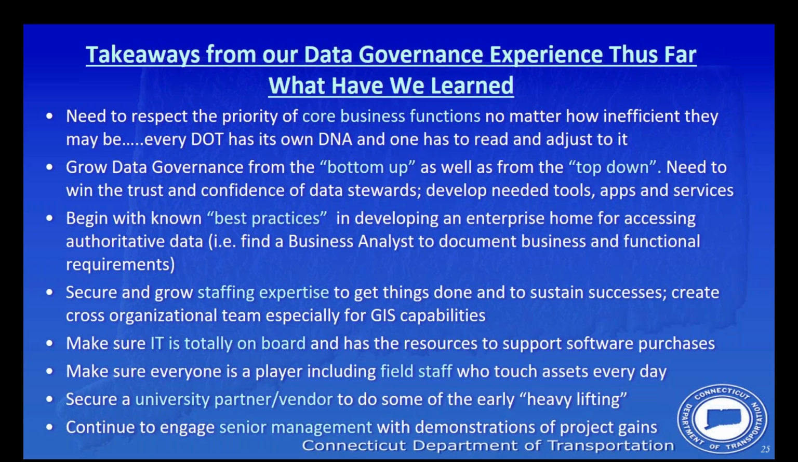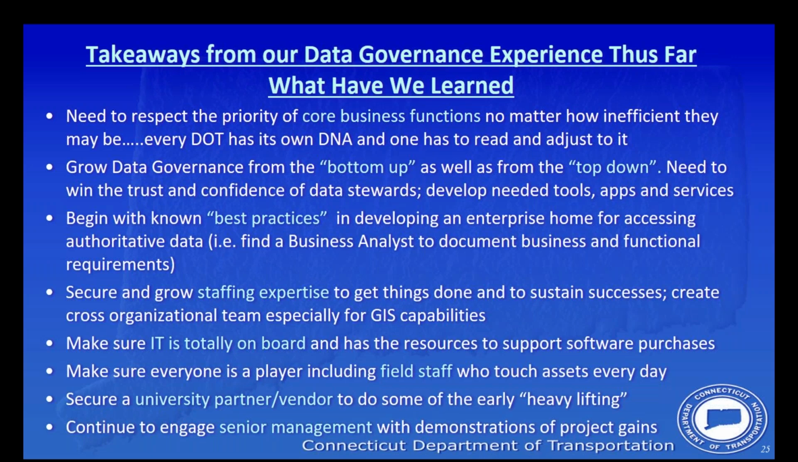They have business to do every day. There's a road network out there to be taken care of. It needs to be taken care of. We cannot get in the way. So that's lesson number one for me. We need to grow data governance from the bottom up as well as from the top down.